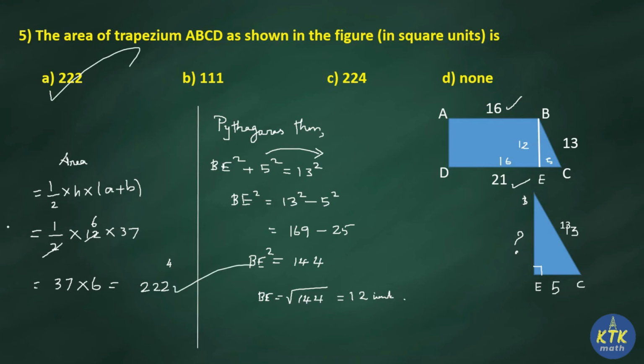I'll repeat. The trapezium diagram is given, but instead of the perpendicular height, they mentioned the slanting height. So with the help of the slanting line and the application of the Pythagoras theorem, I have to find the perpendicular height. From the perpendicular height, substitute the value and find the area of the trapezium here.